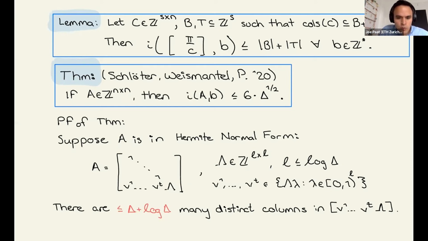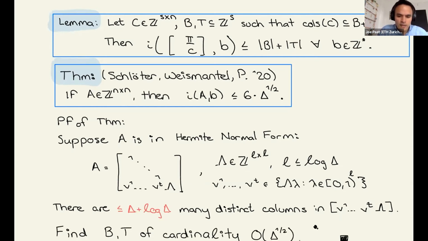And what we do is we actually provide a construction. I don't have time to go into it here, but you can actually balance this B and T and make them both of size square root of delta. And then this leads to the result. And in some sense, if we want to bound the integrality number using this lemma, then this is best possible, because if you have delta many columns, either the box B or the translation set T has to be O of square root of delta. Otherwise, you can't possibly cover everything.